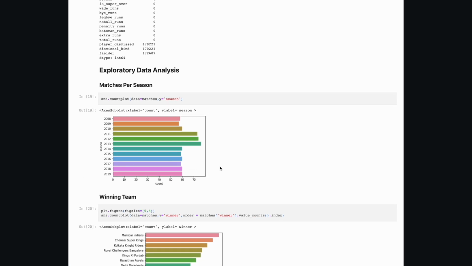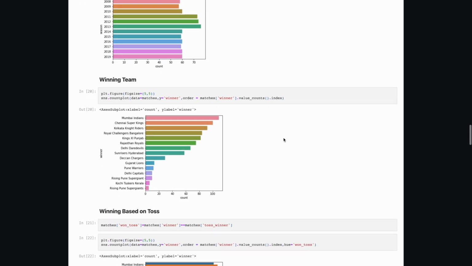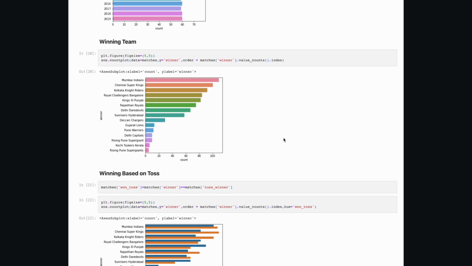After doing all this, then we'll go specifically into the analysis part where we will first start with the matches dataset. And first, we'll try to find the number of matches that are held per season, and we get to know that from 2011 to 2013, there were maximum number of matches in the whole data set. Moving on, then we'll try to find the team that has won the most, and we get to know that Mumbai Indians is that team.